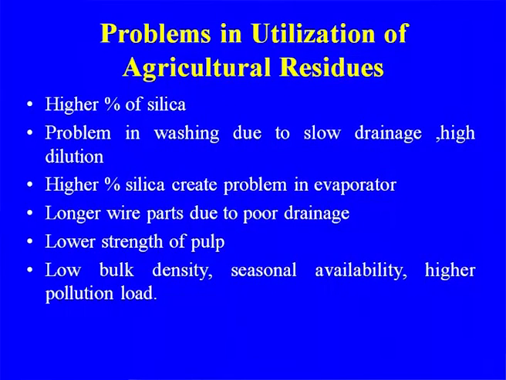Longer wire path is needed due to the poor drainage, because, as I told you earlier also, we are adding water at 10 different places in paper making. Finally, the pulp after beating, from the stock preparation, goes at around 1% to the head box of the paper machine. So, 99% of the water has to be removed.